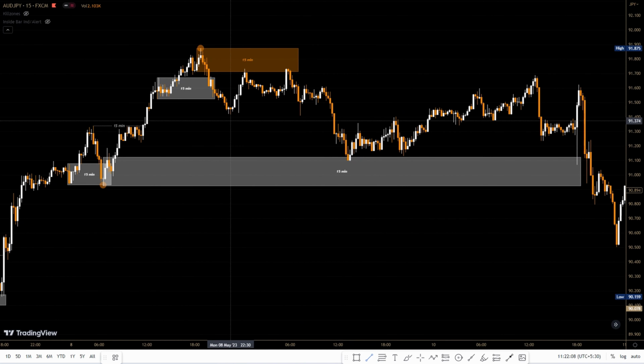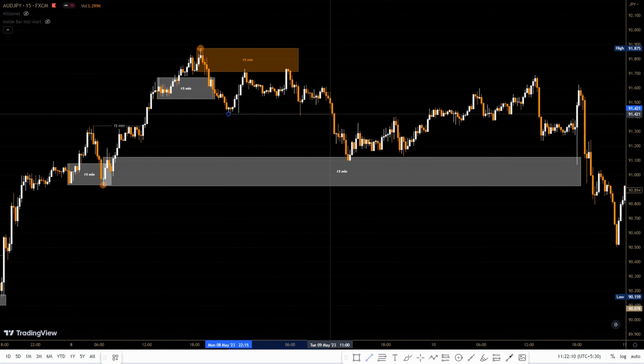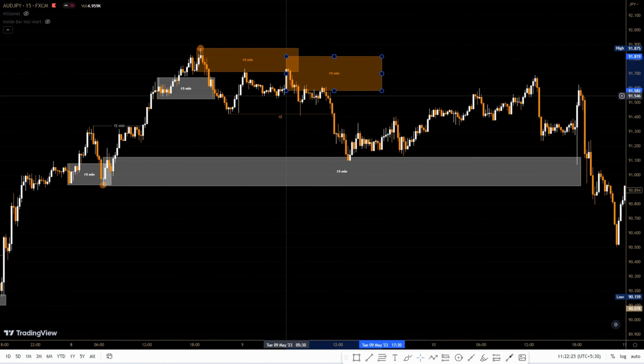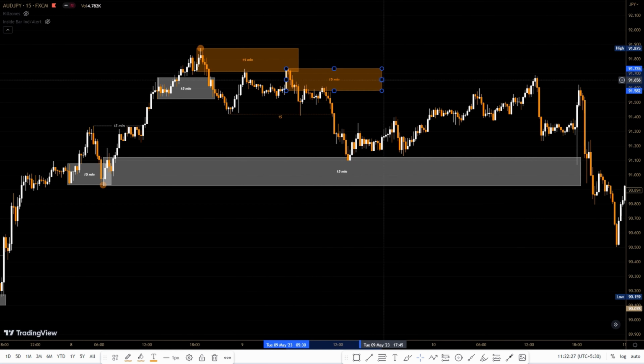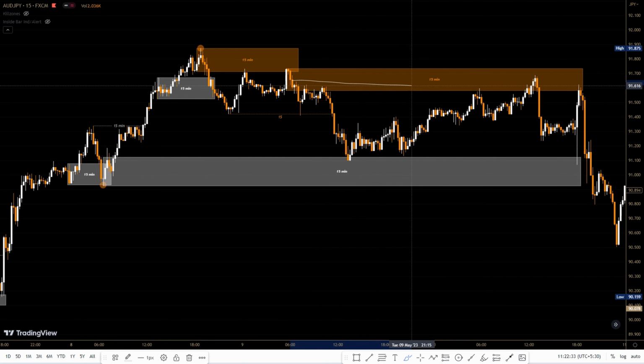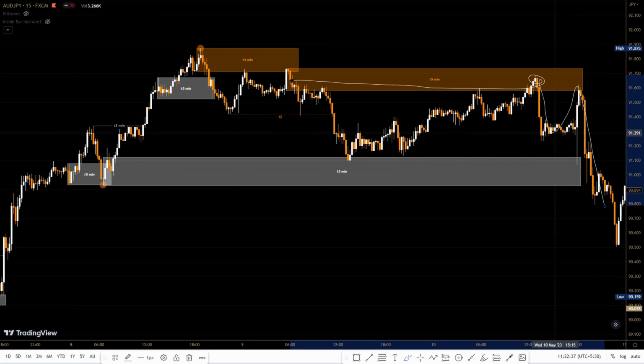Now it also breaks the minor structure. You can see that after breaking this structure, you can say that now my next supply zone is exactly at this point. So if I expand it, then also price respects this supply zone. You can see that price respects this supply zone. From this point, price is again moving in the downward direction.